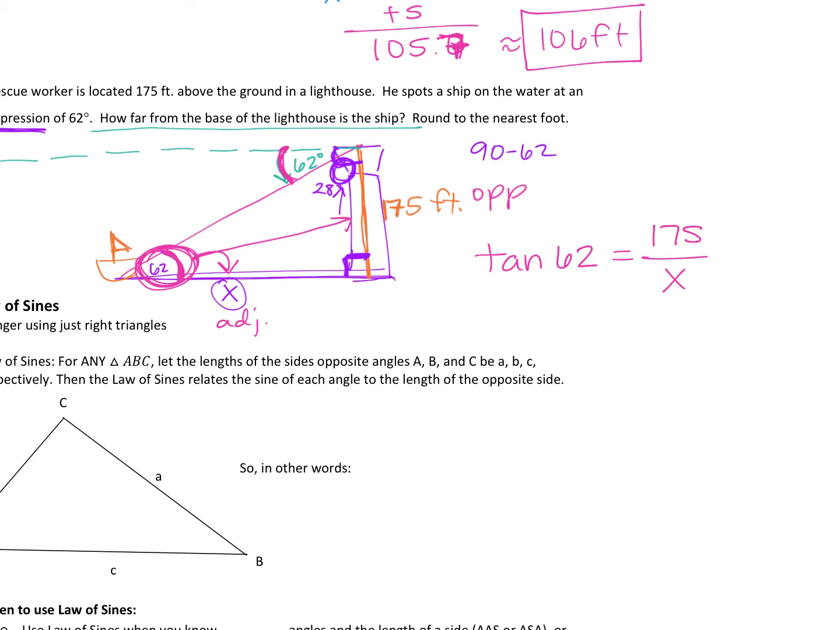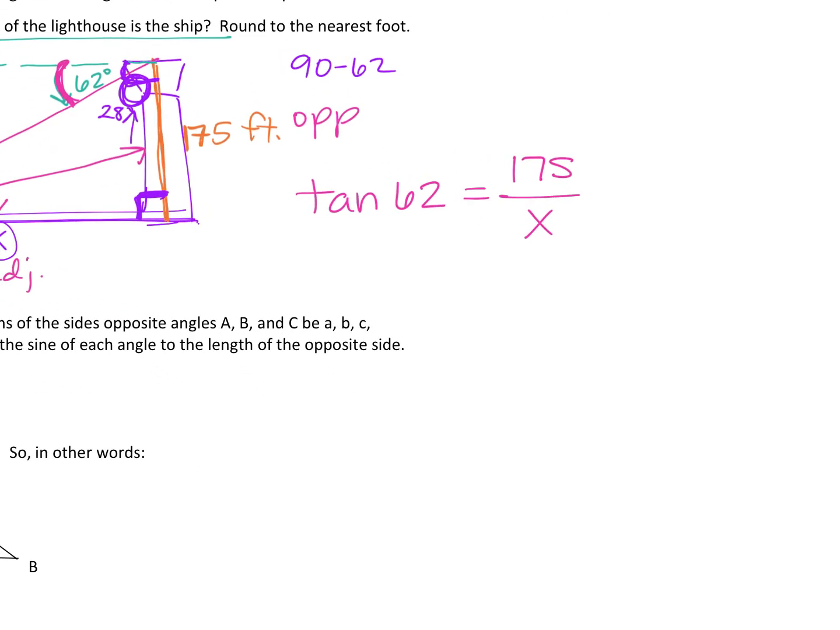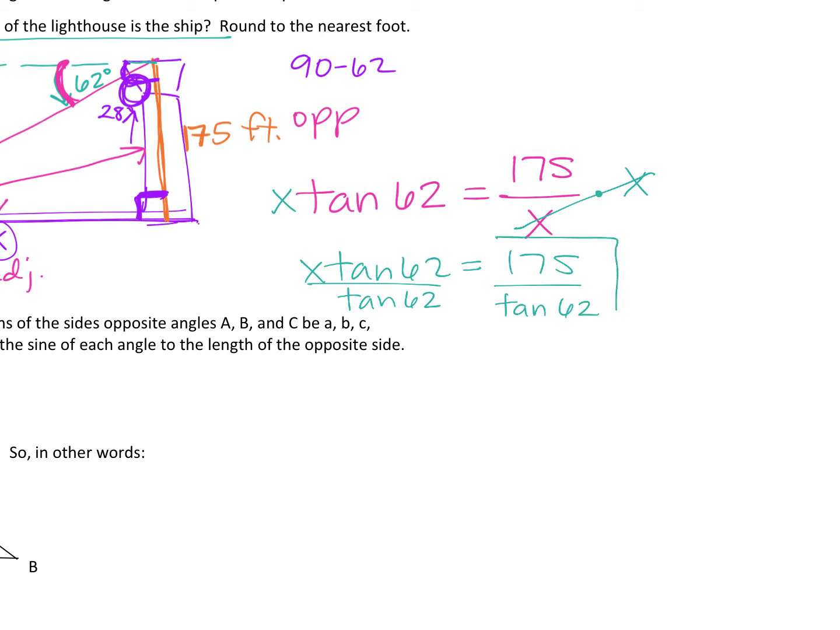Okay, so you're done with anything new, right? Now this is what we did for 8-3. How do you solve this? Right, you're gonna multiply by x on both sides. This goes away. So you have x tan 62 equals 175, and then you divide by the tangent of 62. Okay, get your calculator, plug that in, tell me what you get, to the nearest foot. 93 feet. Okay, so he's 93 feet from the base of the ship. Again, really sorry that I did not draw that more to scale.